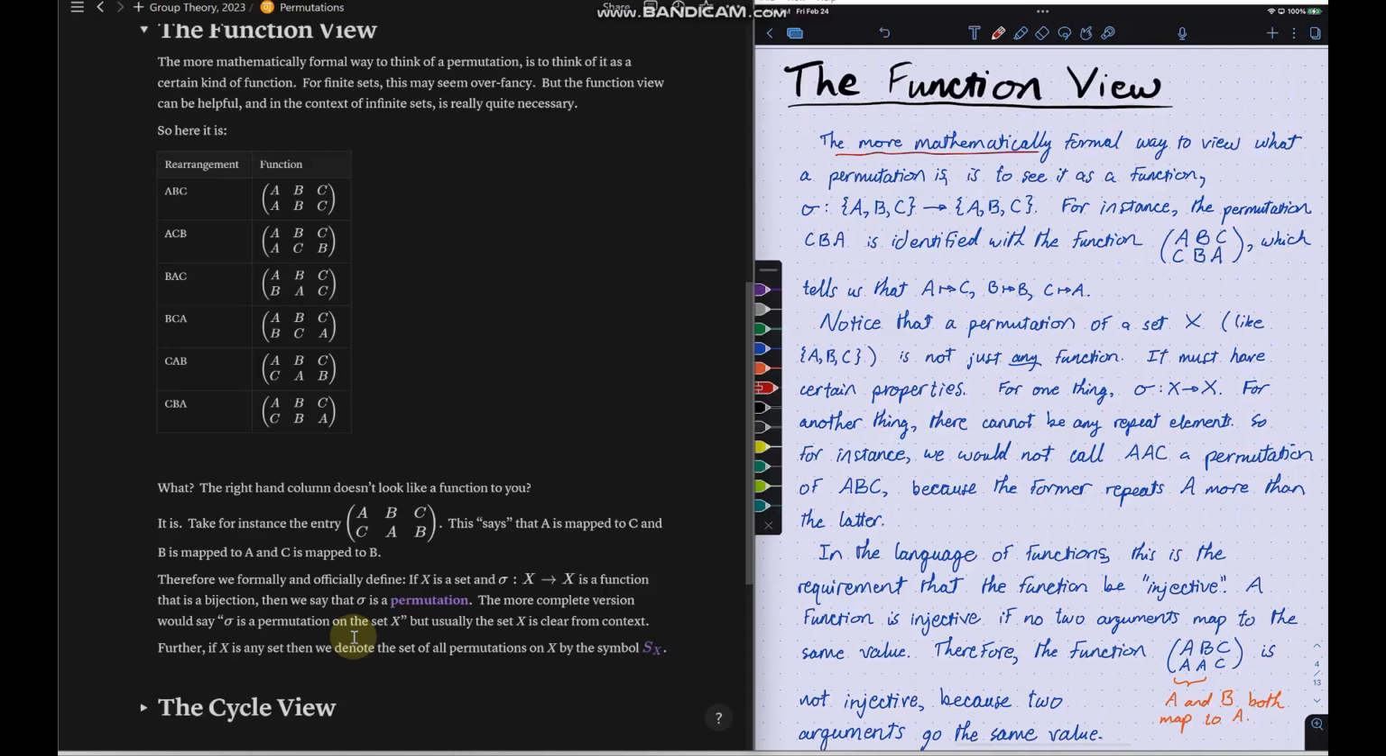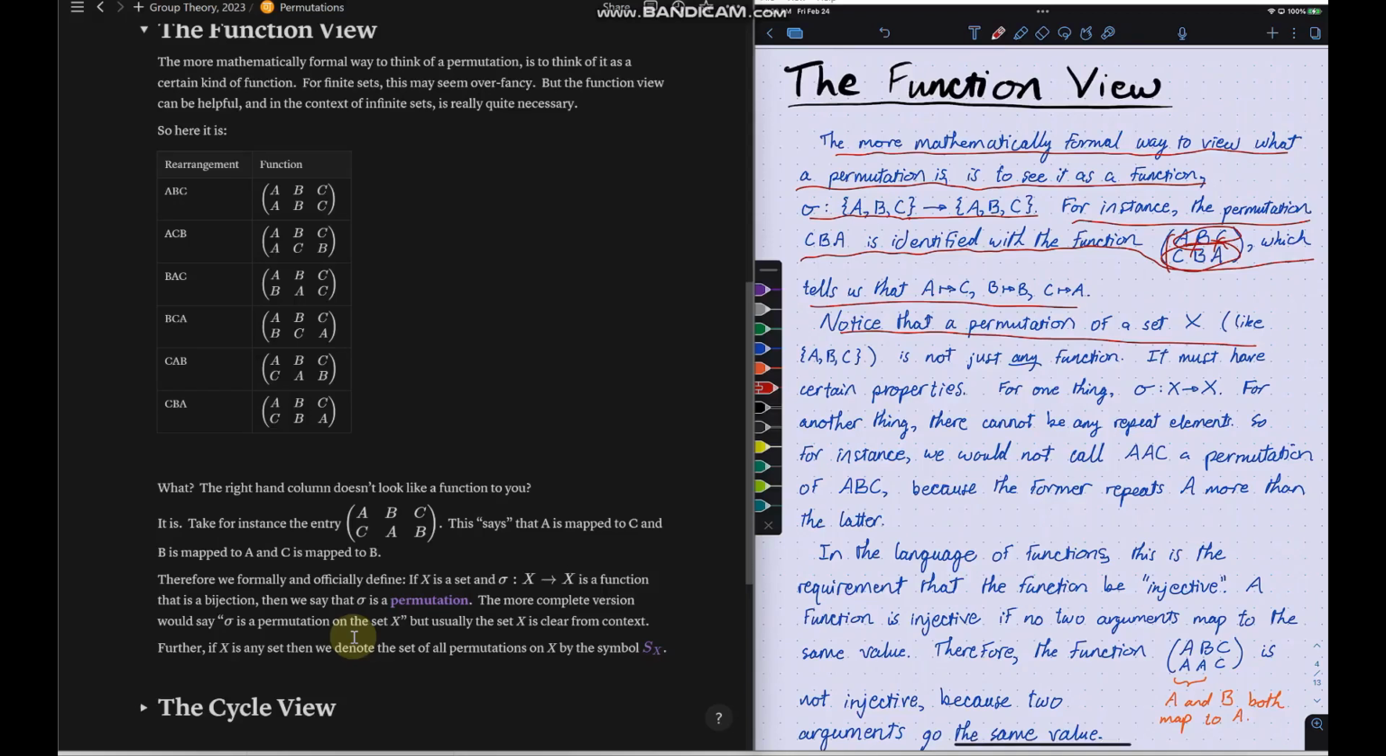The more mathematically formal way to view what a permutation is, is to see it as a function, sigma, with domain ABC and range ABC in this example. For instance, the permutation CBA is identified with the function, a table with top row ABC and bottom row CBA, which tells us that A goes to C, B goes to B, and C goes to A.